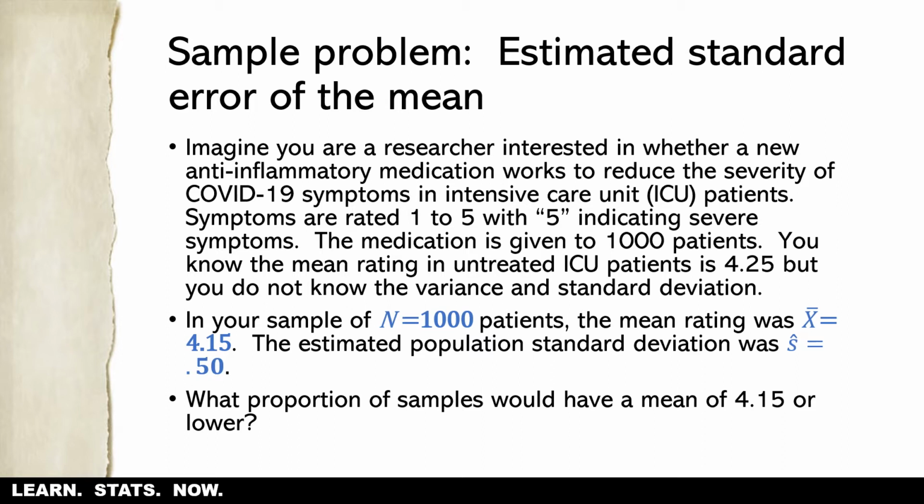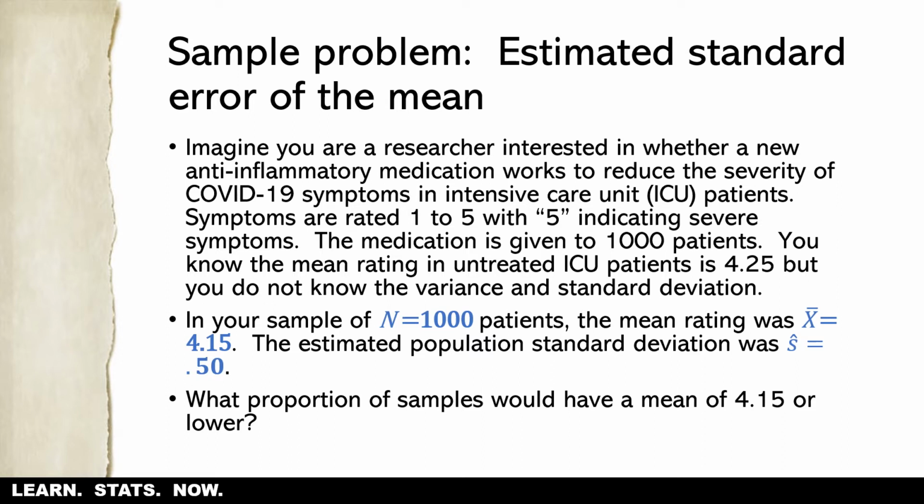Imagine you are a researcher interested in whether a new anti-inflammatory medication works to reduce the severity of COVID-19 symptoms in intensive care unit patients. Now, symptoms are rated 1 to 5, with a 5 indicating severe symptoms. The medication is given to 1,000 patients. You know the mean rating in untreated ICU patients is 4.25, but you do not know the variance or standard deviation.